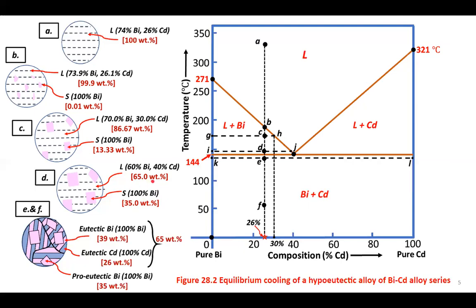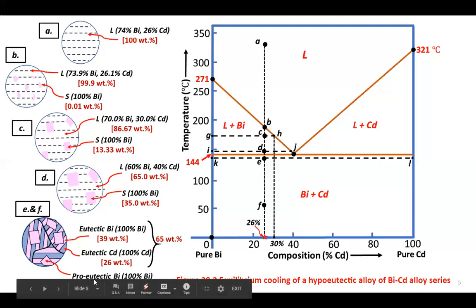What would happen after a fraction of a temperature drop takes place? This entire liquid would undergo the eutectic reaction and it would form pure bismuth eutectic and pure cadmium eutectic. So just when you reach here, and that I have shown just below the eutectic temperature at point E, this entire liquid will transform to eutectic bismuth plus eutectic cadmium.